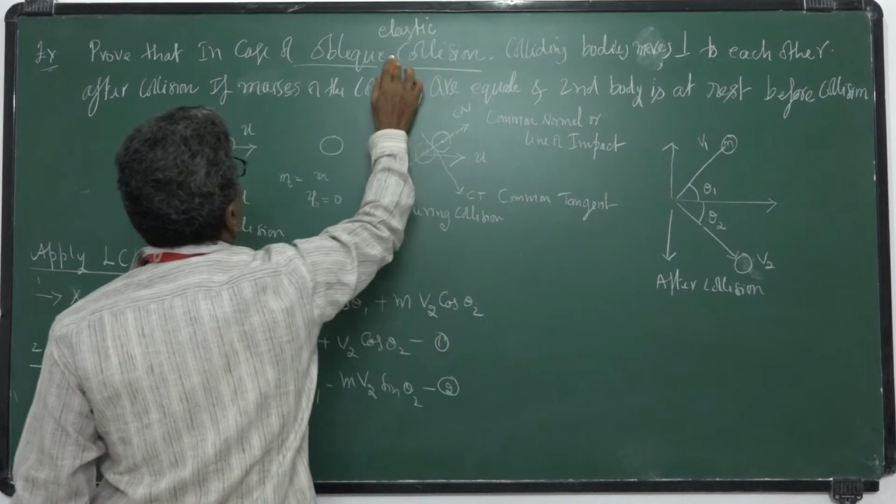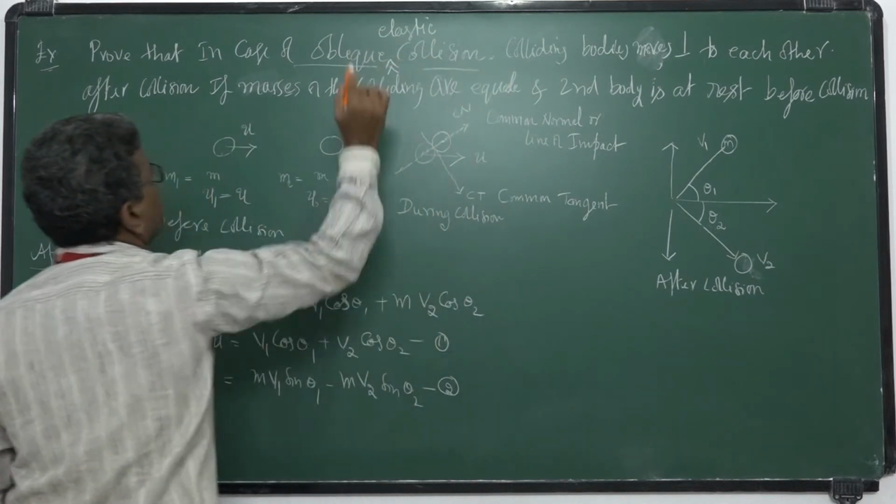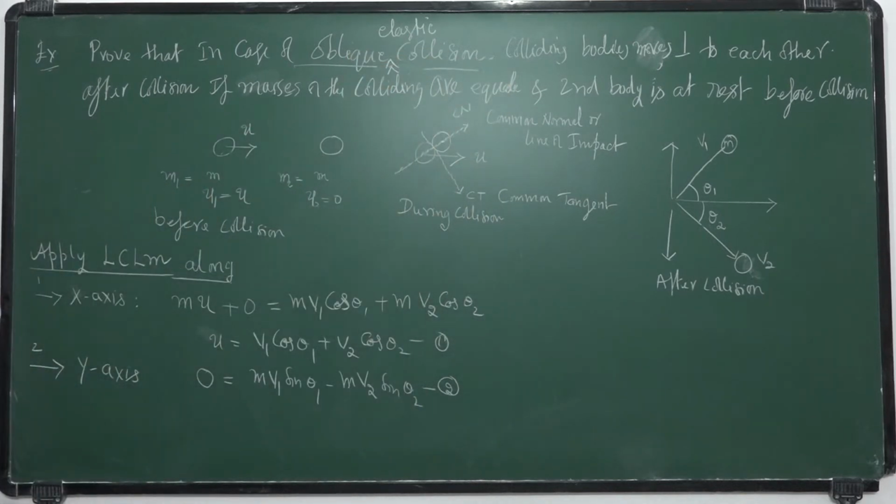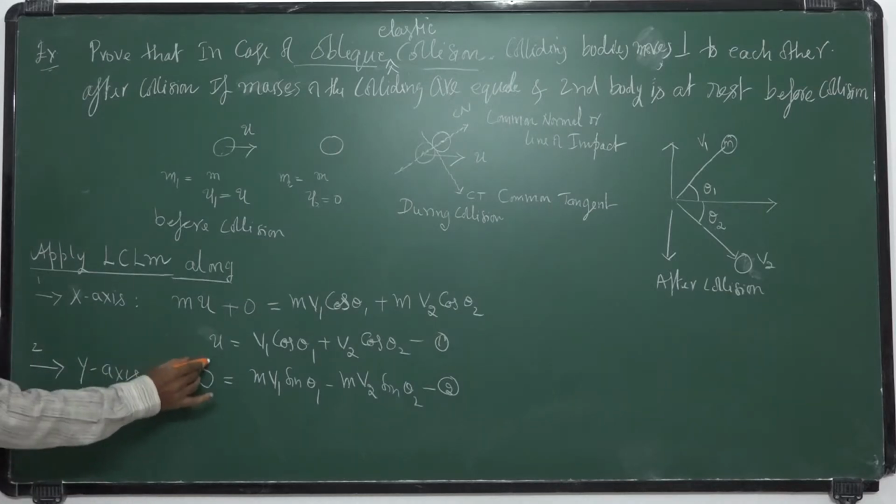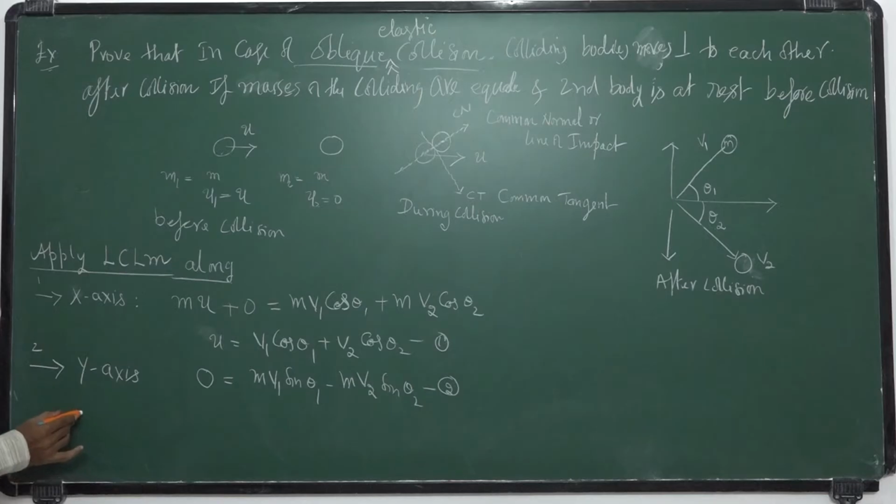Oblique elastic collision. In an elastic collision, kinetic energy is also conserved. From this, what I am doing is squaring both sides of equations 1 and 2. Otherwise, I will apply the third equation.